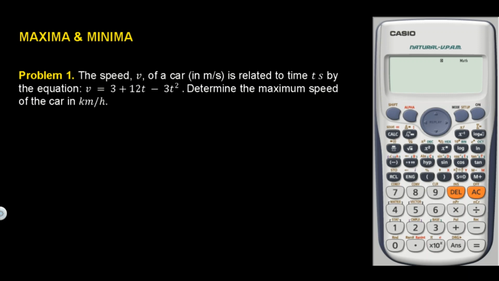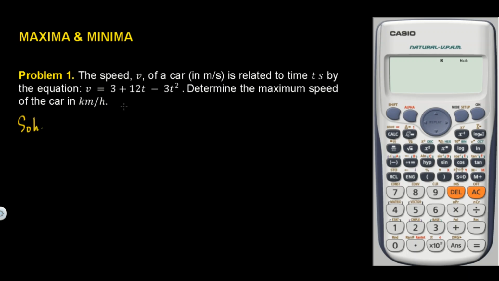I'm Marcus, and in this video, we'll do problems in maximum and minimum values, or much known as maxima and minima. Okay, so let's begin. Problem 1. The speed v of a car is related to time t by the equation v equals 3 plus 12t minus 3t squared. Determine the maximum speed of the car in km per h or kilometer per hour.